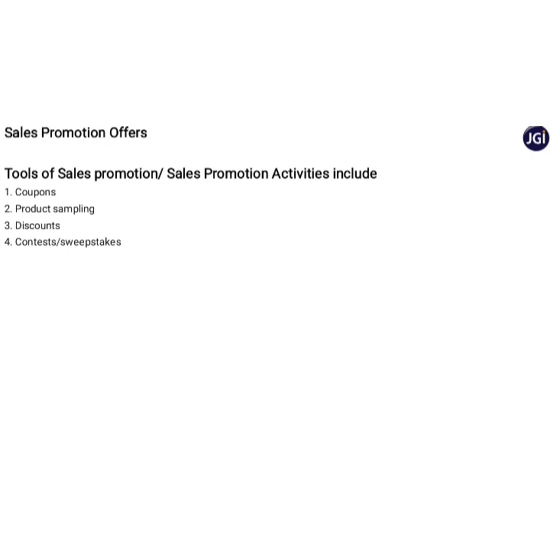Now let's understand some tools of sales promotion, or sales promotion activities. Either way, the question might be asked in the paper: what are the tools for sales promotion? The first is coupons. How many times do you get them online? The best example is online coupons. To make them captive customers, many companies come up with online coupons.